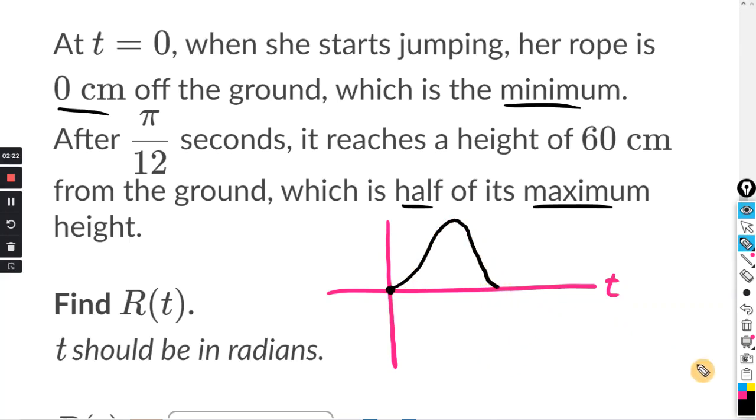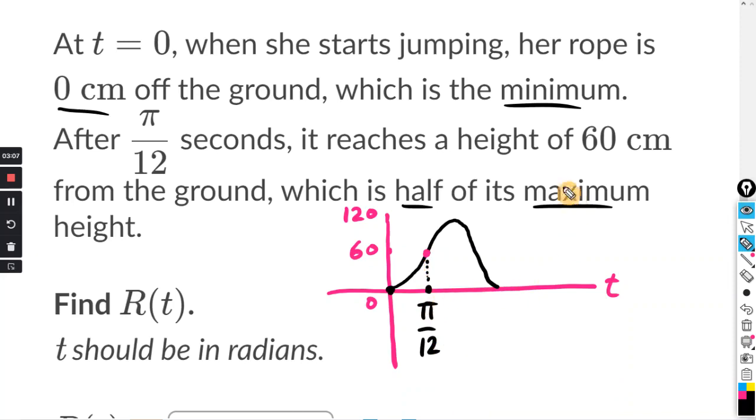And they said 60 is half of the max. So about right here is 60. If it starts at 0 and half of the max is 60, that means the maximum is going to be 60 times 2, which is 120. And they said it goes from the minimum to half of the max in pi over 12 seconds. So this point right here is going to be pi over 12.